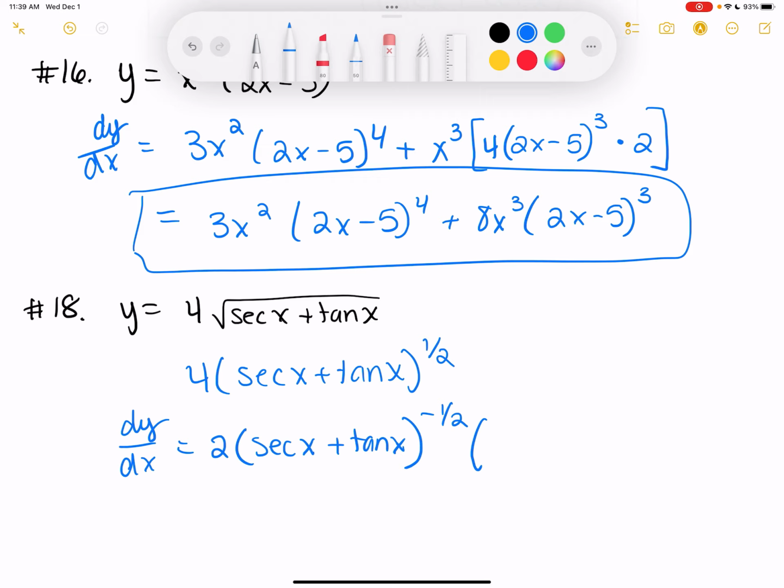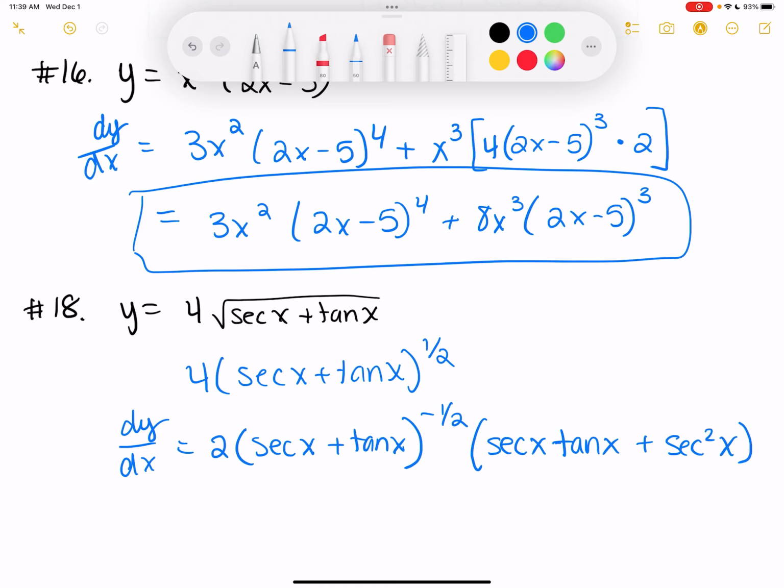The derivative of secant of x is, secant, isn't it secant x times cotangent of x? You're close, secant of x times tangent of x. Just tangent? Secant of x times tangent of x plus the derivative of tangent of x. Secant squared of x.